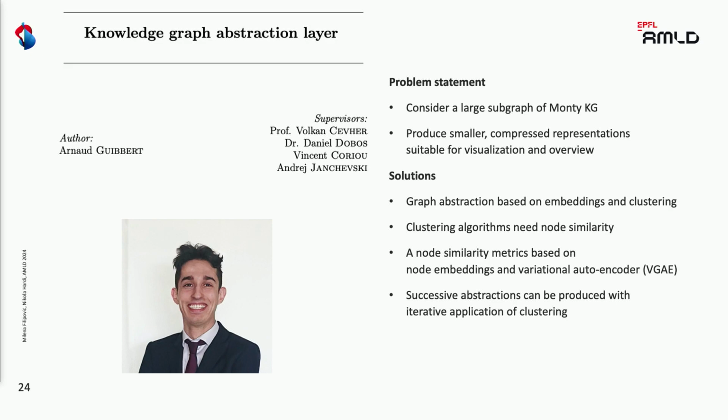Here, this is also based on embeddings and the similarity between those vectors. If two entities are very similar, we can form supernodes by clustering, and this works even if we apply this solution iteratively. So we can have several layers of abstraction.